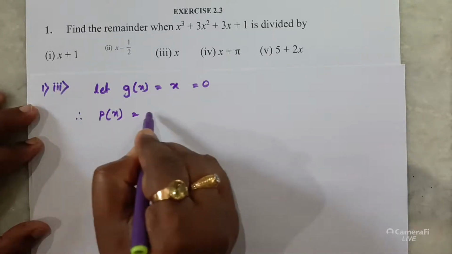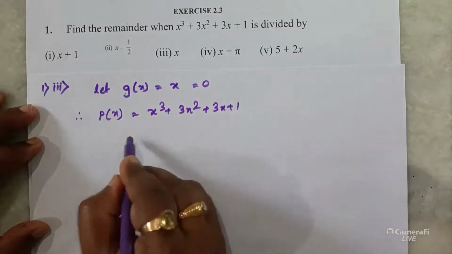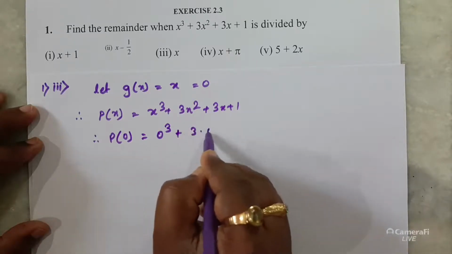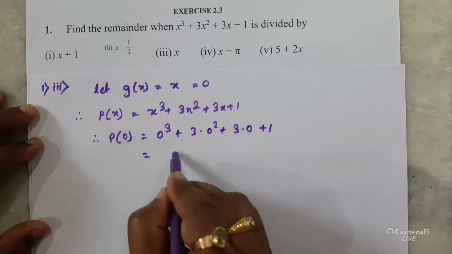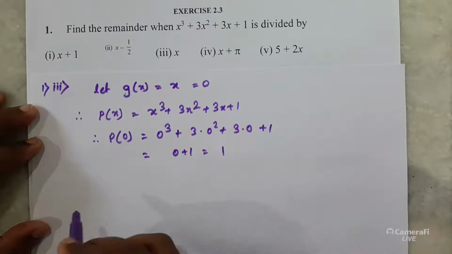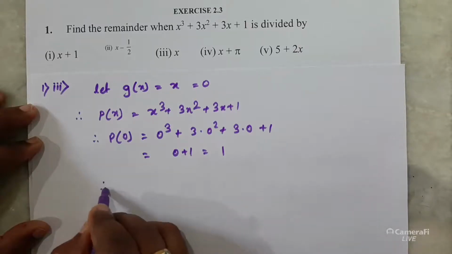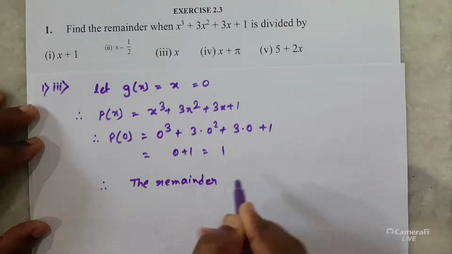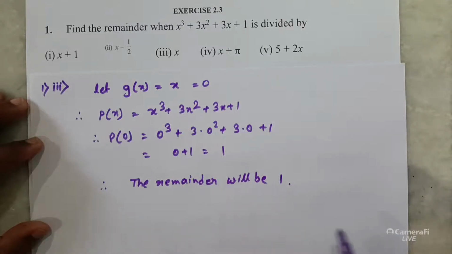So P of x equals x cube plus 3x square plus 3x plus 1. Therefore P of 0 will be equal to 0 cube plus 3 into 0 square plus 3 into 0 plus 1. That is 0 plus 1, that is 1. So the remainder will be 1.